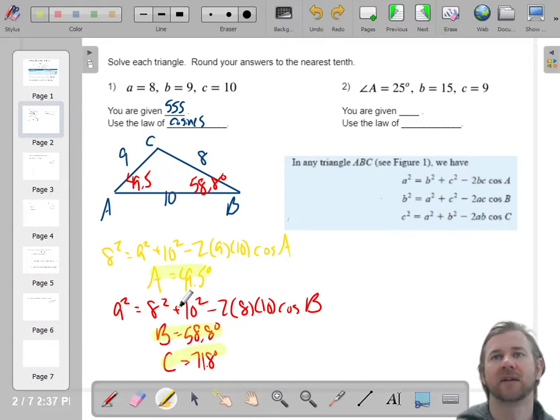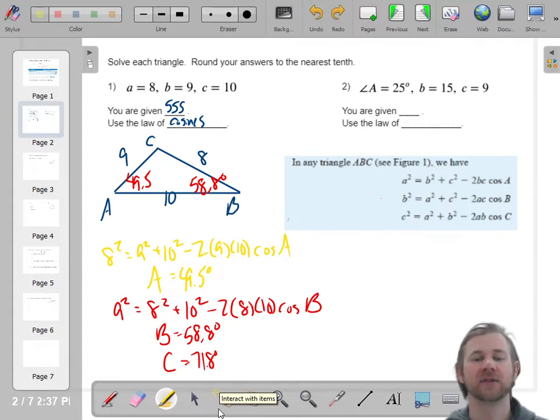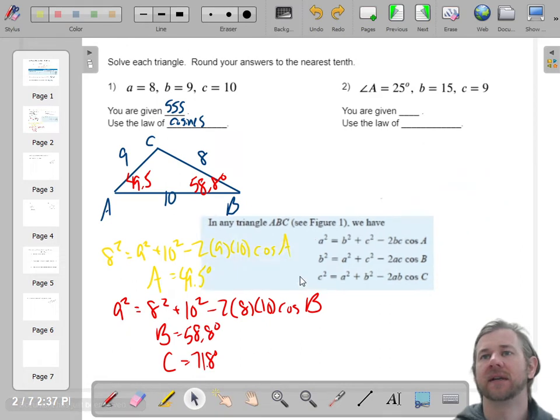I got all three sides and all three angles. So that's it. If it's side, side, side, you're going to have to use the law of cosines to find two angles. What else do you got here?